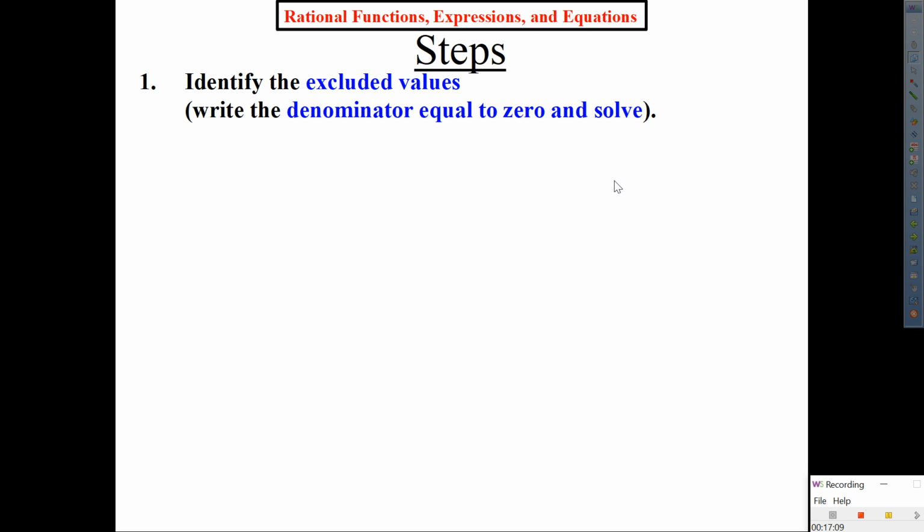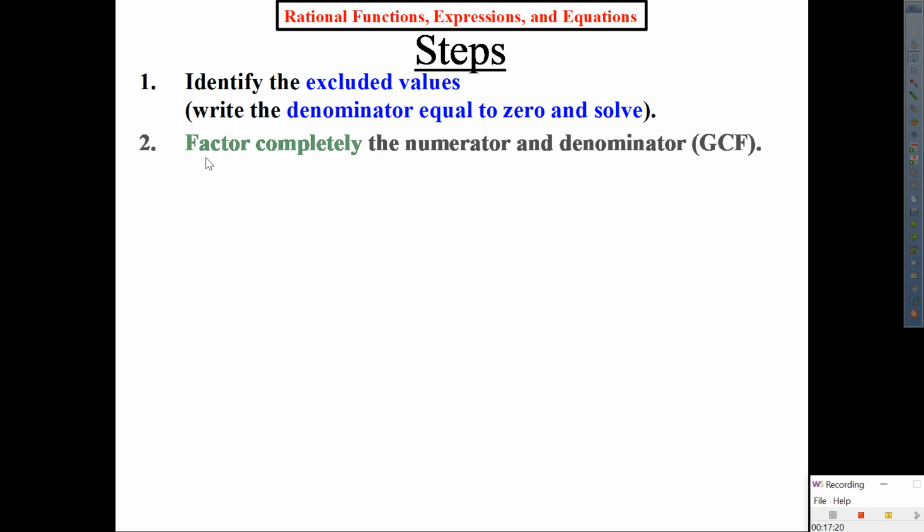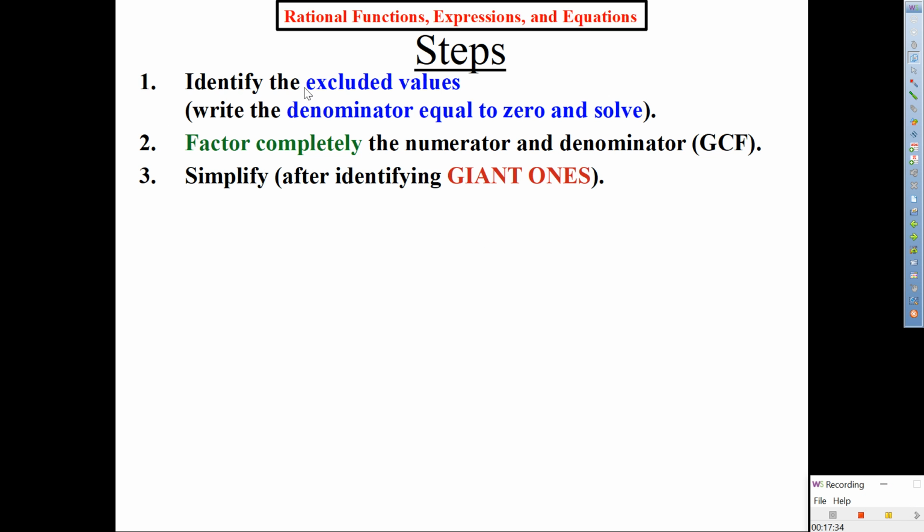Yeah, write this down. Step 2. Then you factor completely the numerator and denominator by identifying GCF if possible. And number 3, simplify. How do you do that? By identifying giant ones. Copy that, please. All right, so I'm going to leave these 3 steps on the top right of my screen so I can get started with problem number 1.